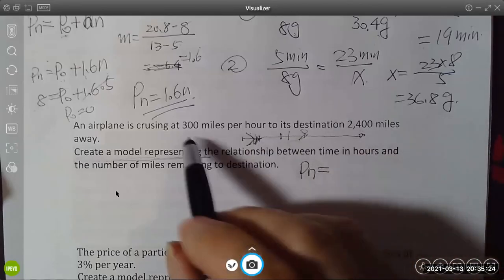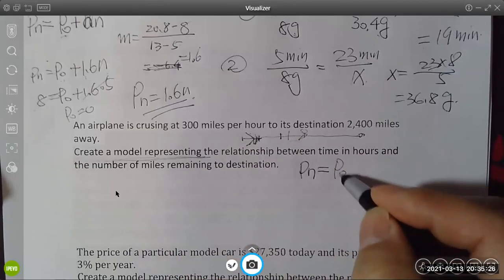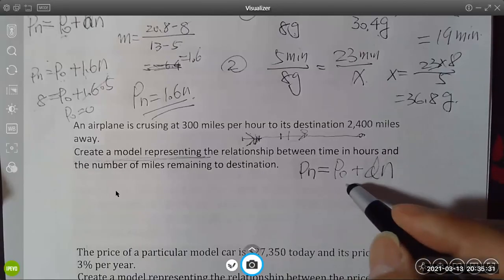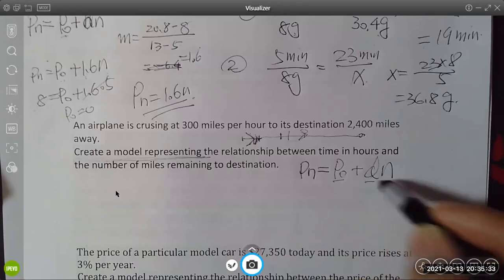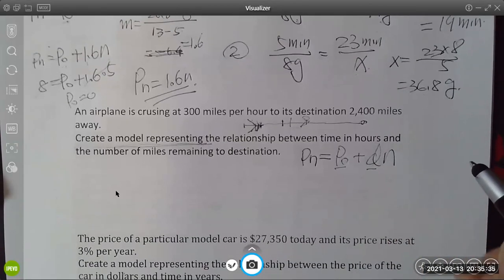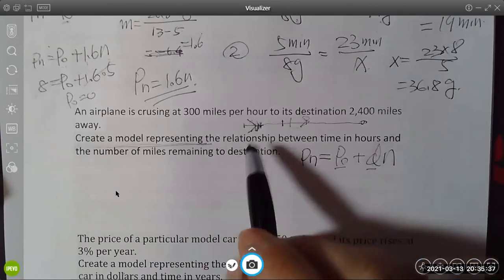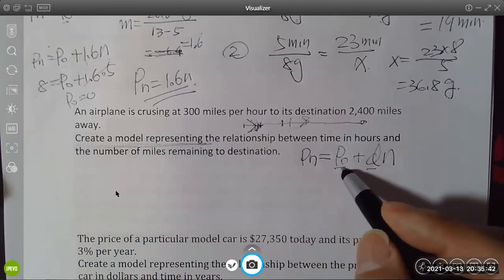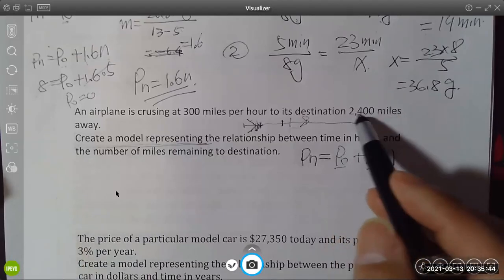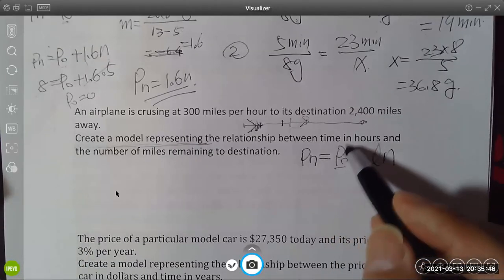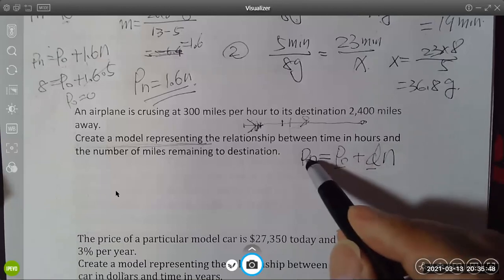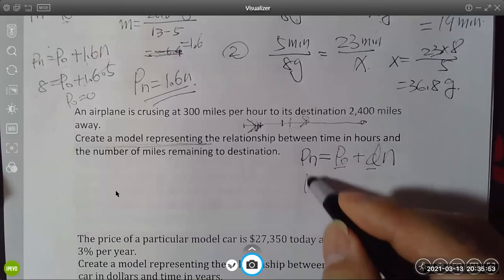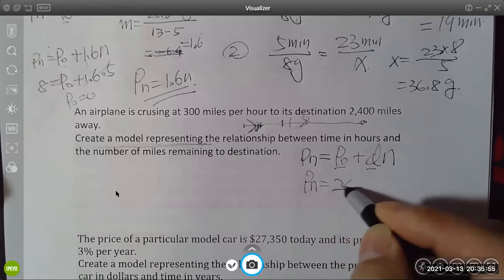So this is a linear model, so we use a linear model prototype. All we need is to figure out the initial value and the rate of change, how fast things change. The initial value, at the moment, is 2,400 miles away. That's the initial value because the output is distance. The initial and the final are the same thing, P. So Pn equals the initial, 2,400.